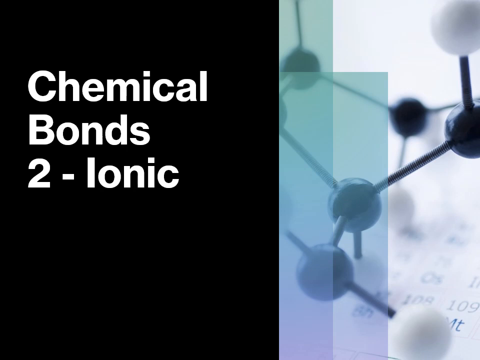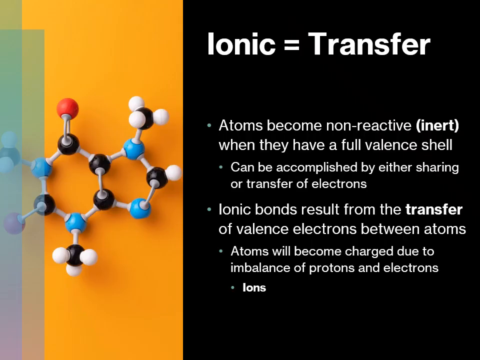Everyone. In this video, we're going to look at ionic bonds. Atoms will become non-reactive or inert when they have a full valence shell, that outer shell of electrons. And this can be accomplished by either sharing electrons with neighboring atoms or transferring them from one to another.